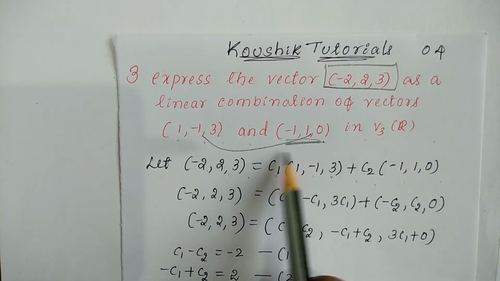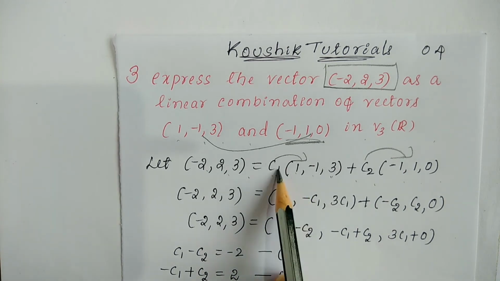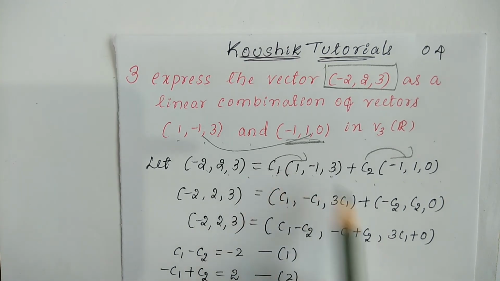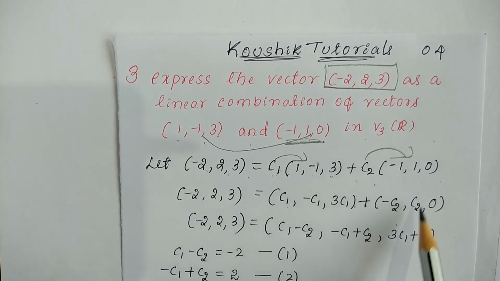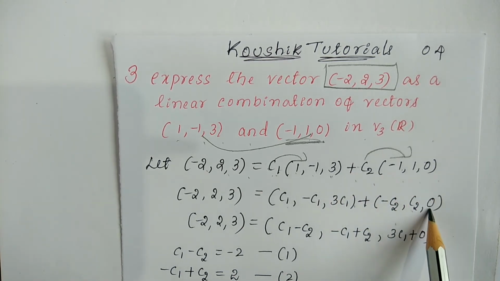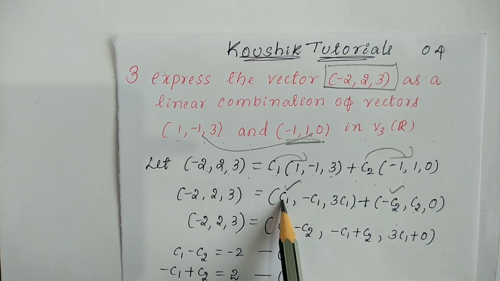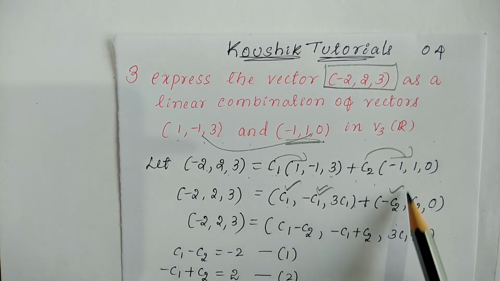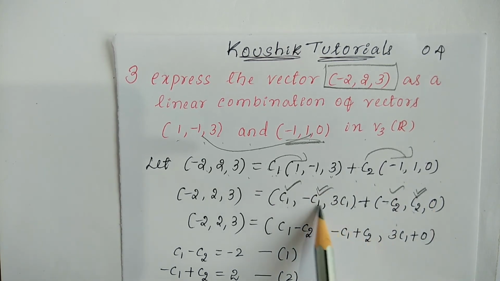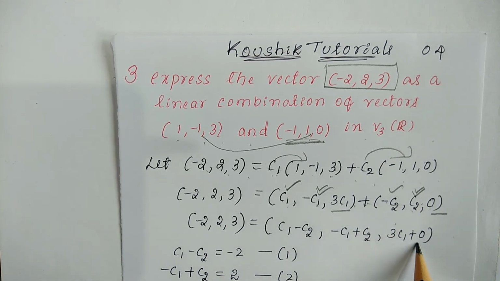Now multiply C1 within the bracket, C2 within the bracket: C1, minus C1, 3C1, plus minus C2, C2, 0. Now adding, the first one is C1 minus C2. The second one is minus C1 plus C2. The last one is 3C1 plus 0.